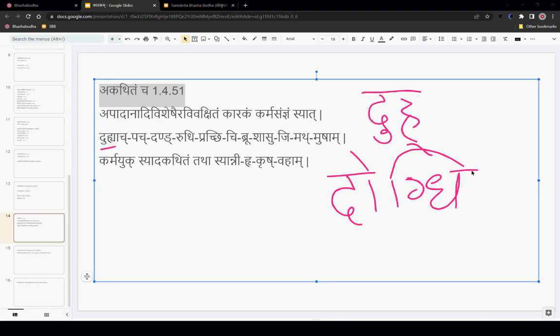Dogdhi is the prathama purusha ekavachana, like gacchati. Dogdhi means what? Milks. So here, if we take the example Gopalaha, Gopala may be an example name, or it could be a cowherd. Gopalaha, what is he milking? What do you think? Generally a cow, right? Cow.